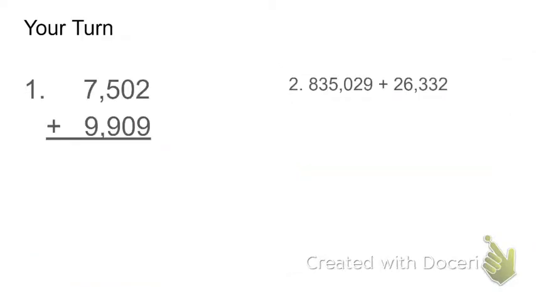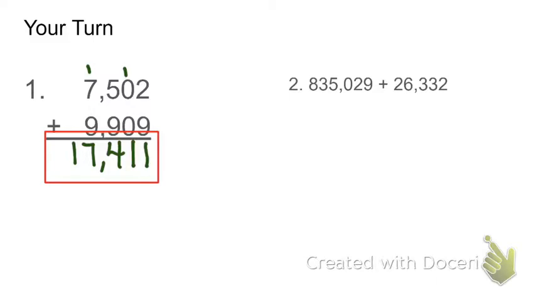Now you're ready to try a couple of these on your own. Let's look at the first problem. You'll see that the numbers are already properly lined up in columns. All you need to do is add. Go ahead and pause the video now, add it up, and see if you can get the same thing I get. All right, did you get the same thing I got? My answer was 17,411. I hope that you did.